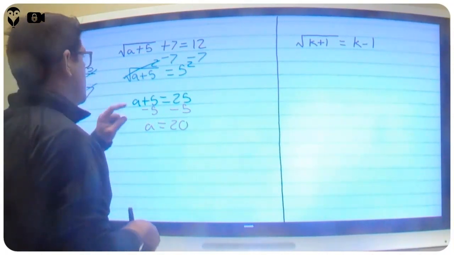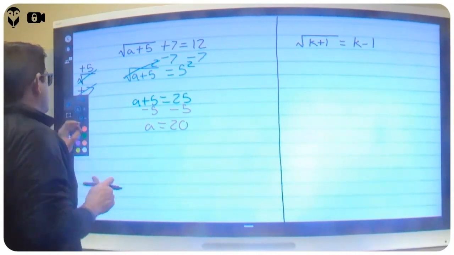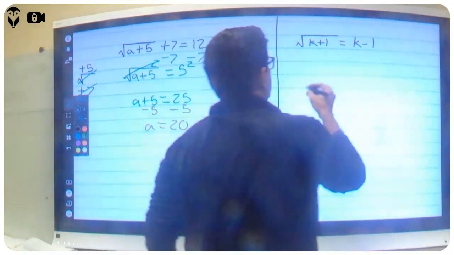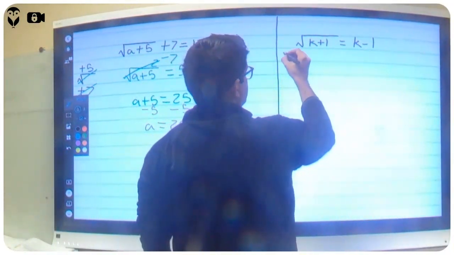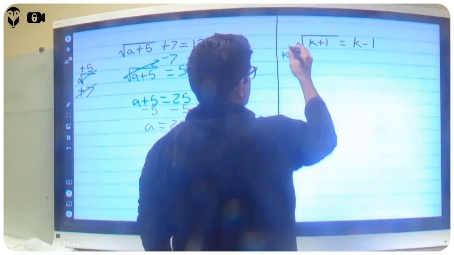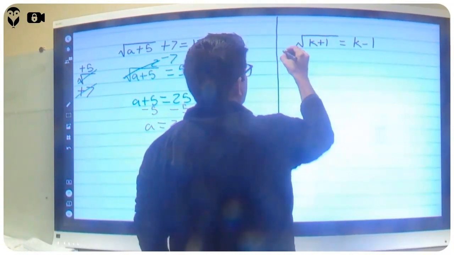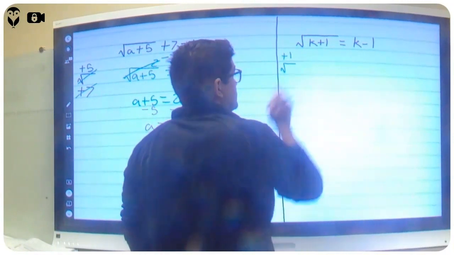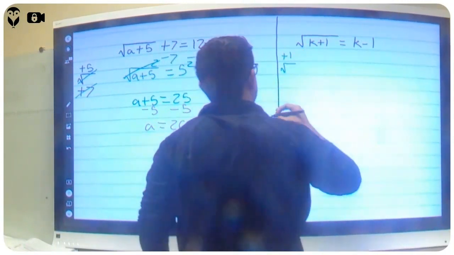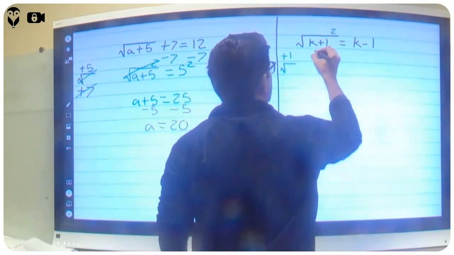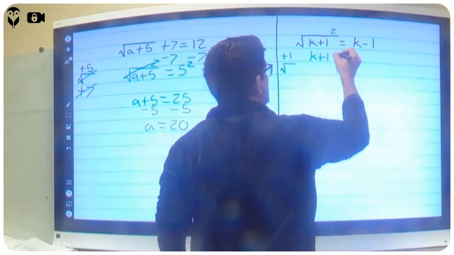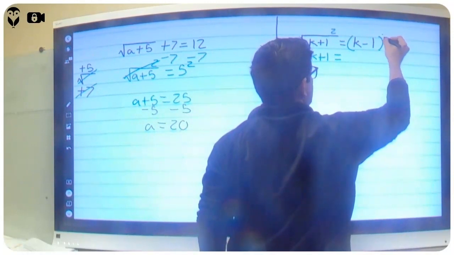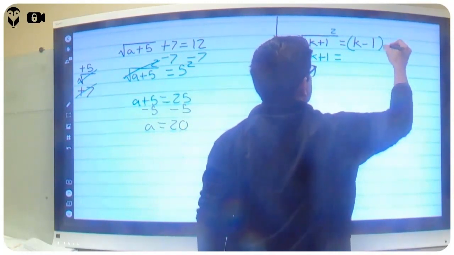Okay, let's start over there now. Same thing. We have to leave K by itself. K is being squared, K is adding with 1, and then the square root or radical. So we have to get rid of the radical first. We're going to square both sides. You're left with K plus 1. Now, K minus 1 times itself. That's what square means.